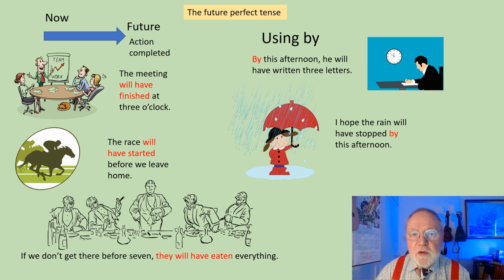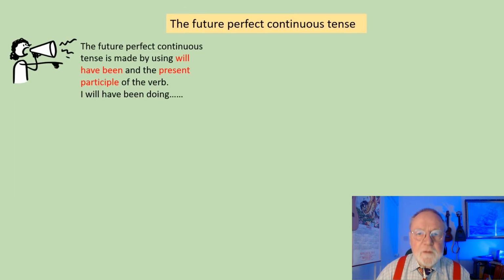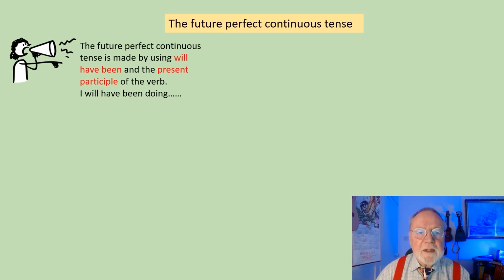But we quite often use the future perfect continuous in these situations. Let's have a look how. The future perfect continuous tense is made by using will, have, been, and the present participle of the verb. I will have been doing. It allows us to talk about a continuous event, an event which is happening now and which will continue into the future. It may stop in the future or it may carry on.